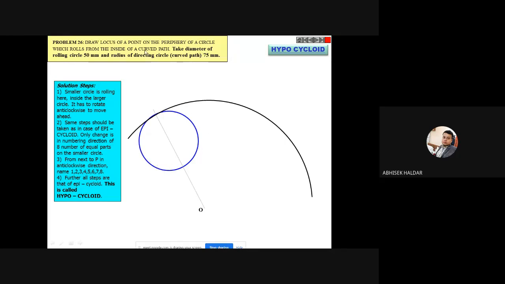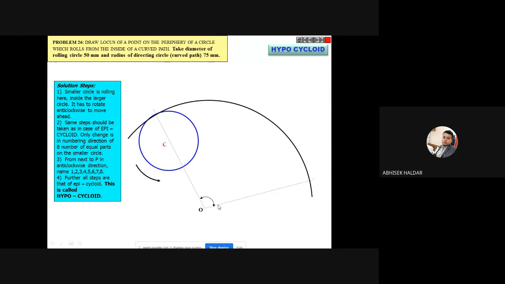Same method. You take the radius from this point. First you draw this line from O. From this intersection point, you take the radius so that you get the center of the rolling circle, and you can draw it. It is rolling anti-clockwise here. You can take it as clockwise also, but then I would have to draw the directing circle on the left side. As I have drawn the directing circle over here, I am considering that my circle is rolling anti-clockwise. That is basically the difference.